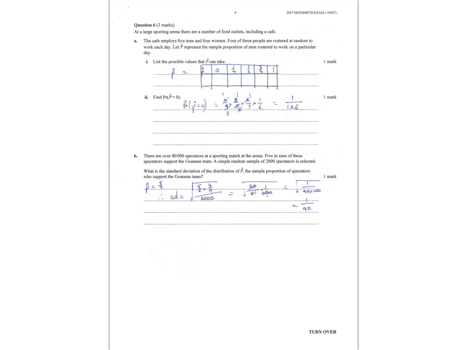Okay, at a large sporting arena, there are a number of food outlets, including a cafe. The cafe employs 5 men and 4 women. 4 of these people are rostered at random to work each day. P hat represents the proportion of men rostered to work on a particular day.